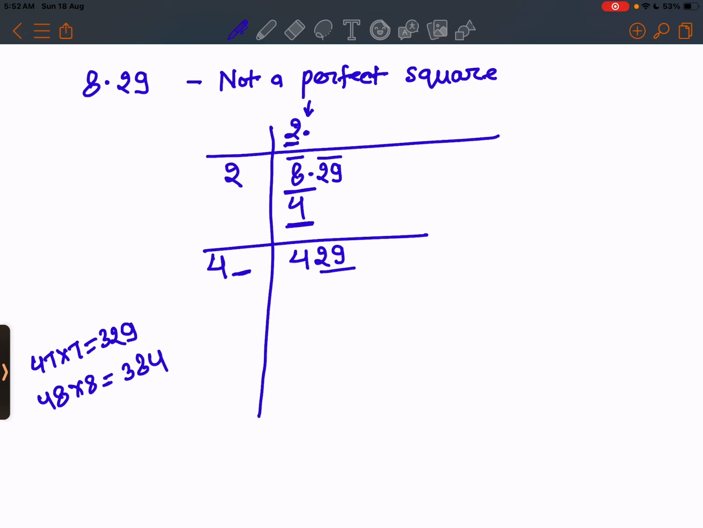384. 49 into 9, 9 9 ja 81. 441. So 441 is just greater than 429, so we will consider the 48. So here we will write 8, and the quotient would be the 8. So 8 8 ja, we will put the value here.